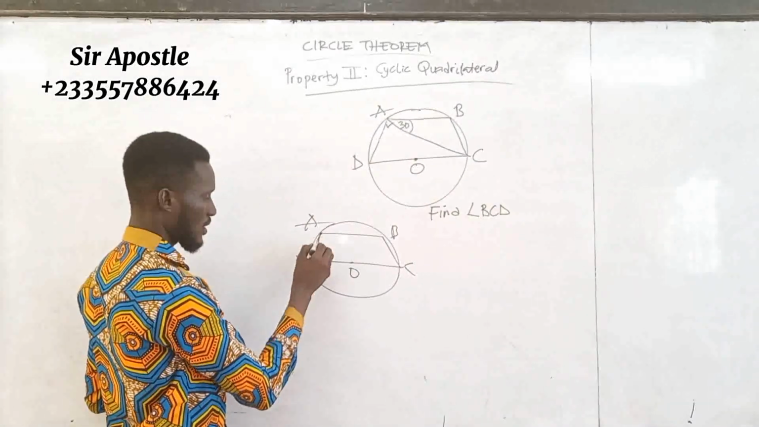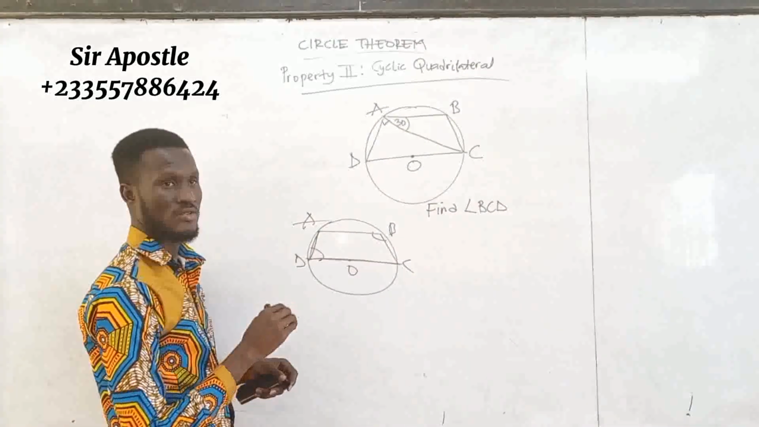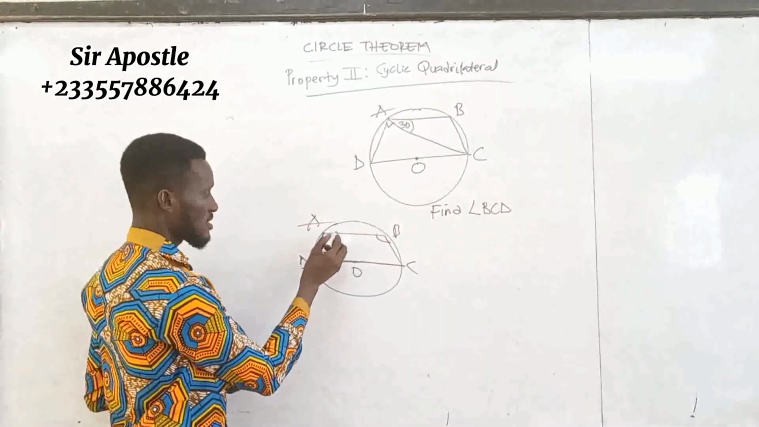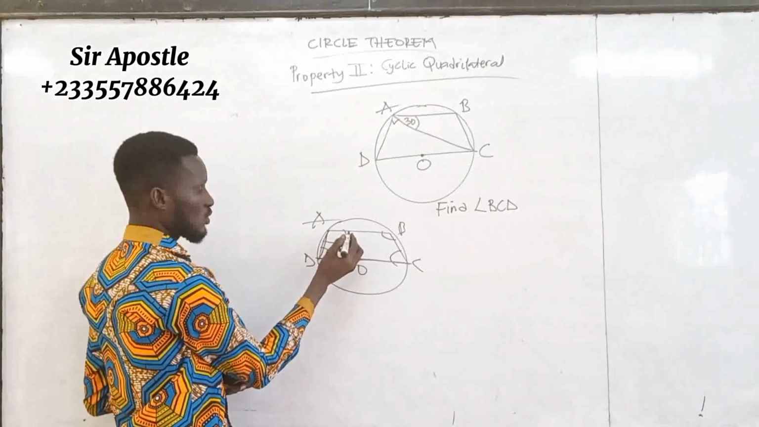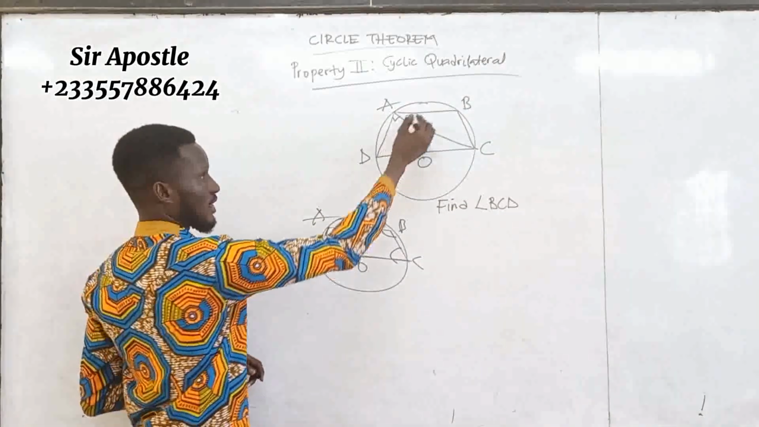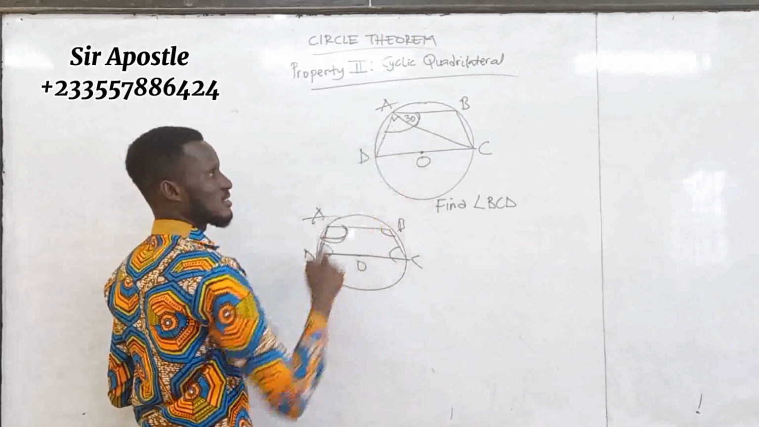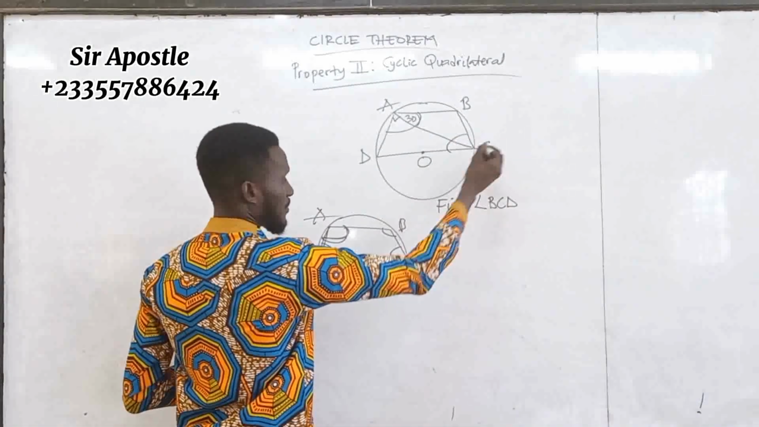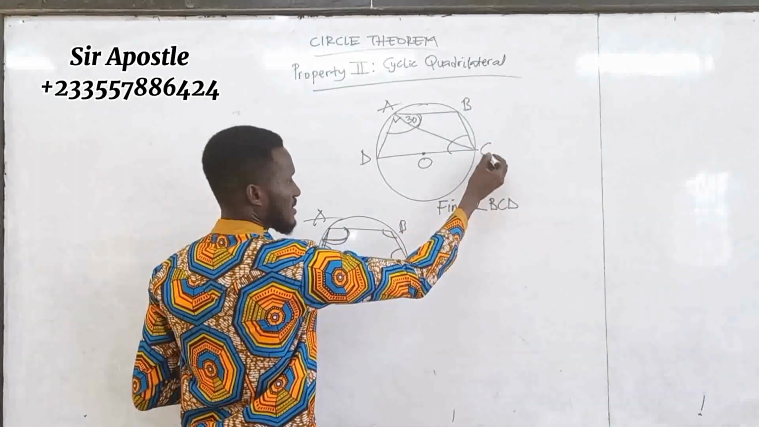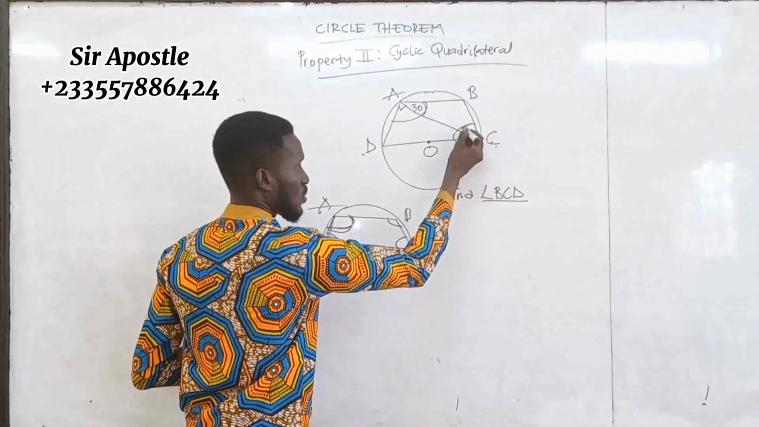What are you going to say? This one is a quadrilateral. So this angle plus this angle is supposed to give us 180. Here plus here is supposed to give us 180. But what will be here? It will be all of this side. That is 90 plus 30. Then what will be here? We are looking for BCD. So BCD is the whole of this one.